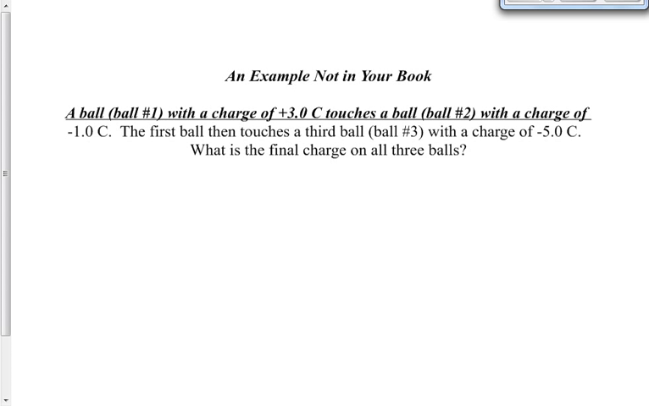Here's how we're going to do this. We're going to make a little table. Okay, we have ball number 1, ball number 2, ball number 3. We start off with a charge here in ball number 1 of +3 coulombs. Ball number 2, charge of -1 coulomb. And ball number 3 has a charge of -5 coulombs. That's where we start.